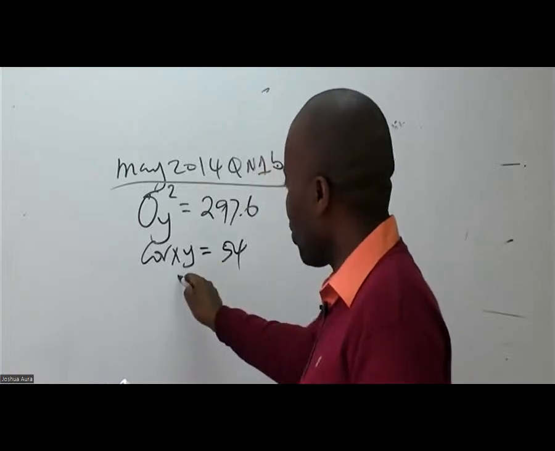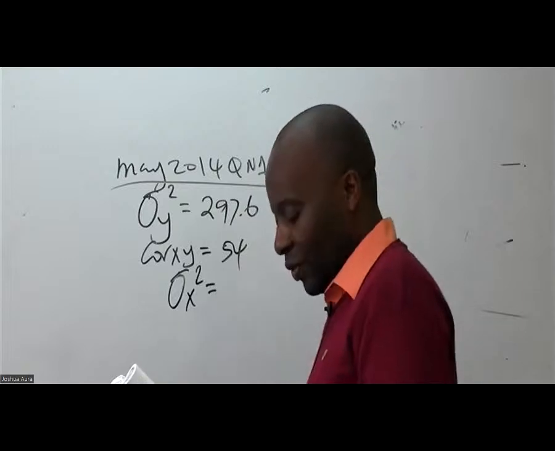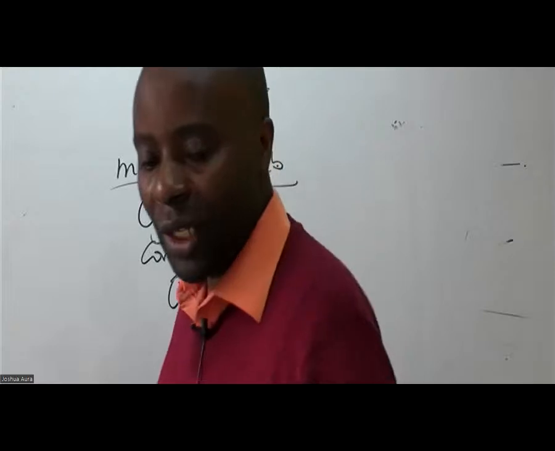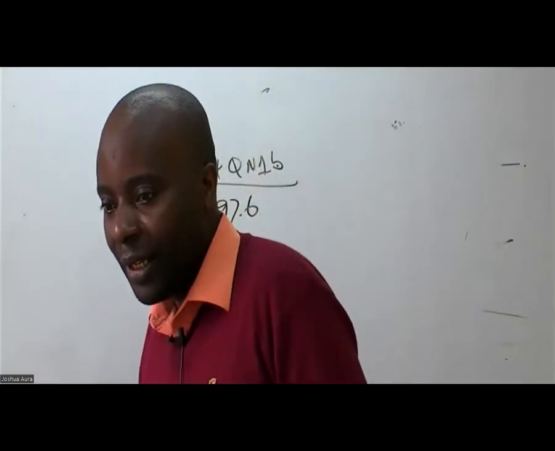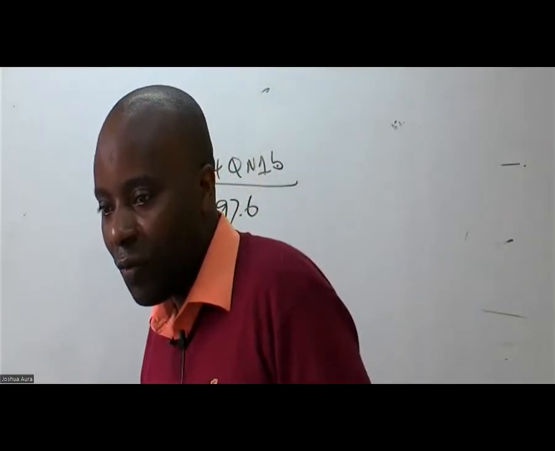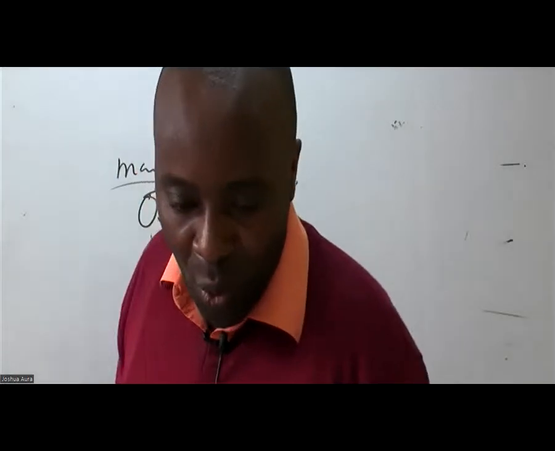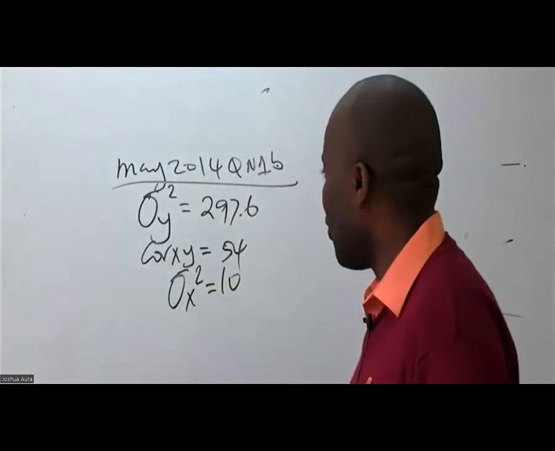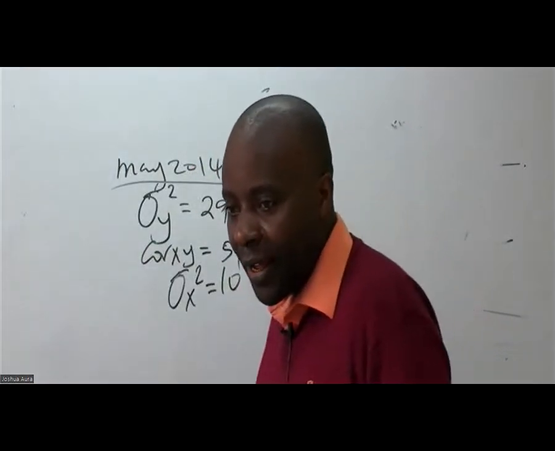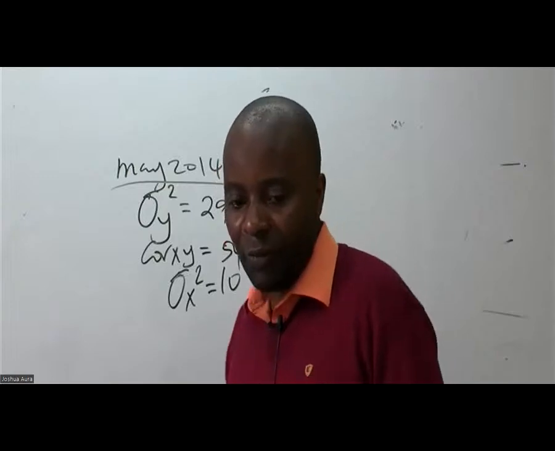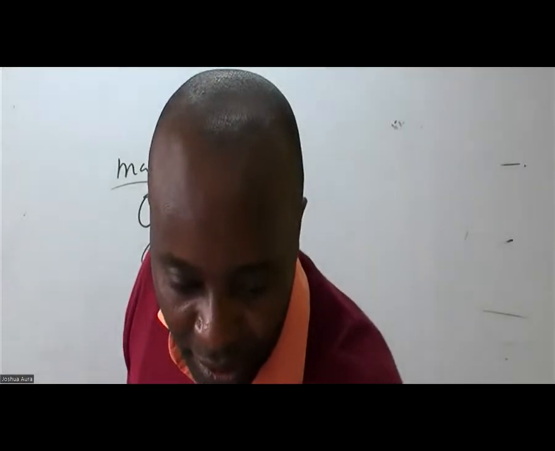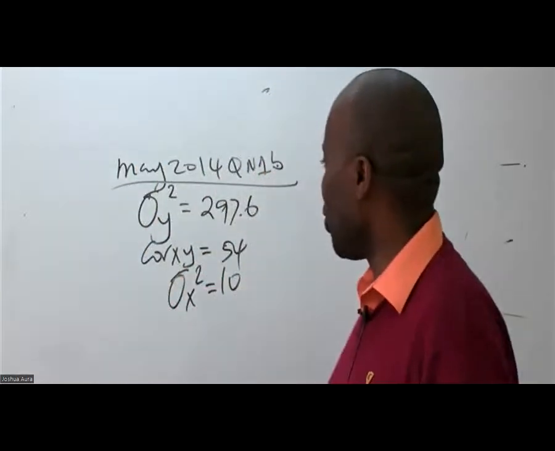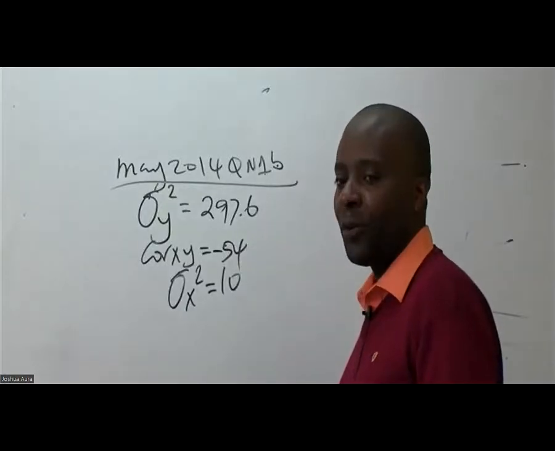And then we have the variance of asset X. So variance of X is 10. Covariance is 54 here. Is it 54 or negative? It's negative, I'm being told. Negative 54. Thank you very much.